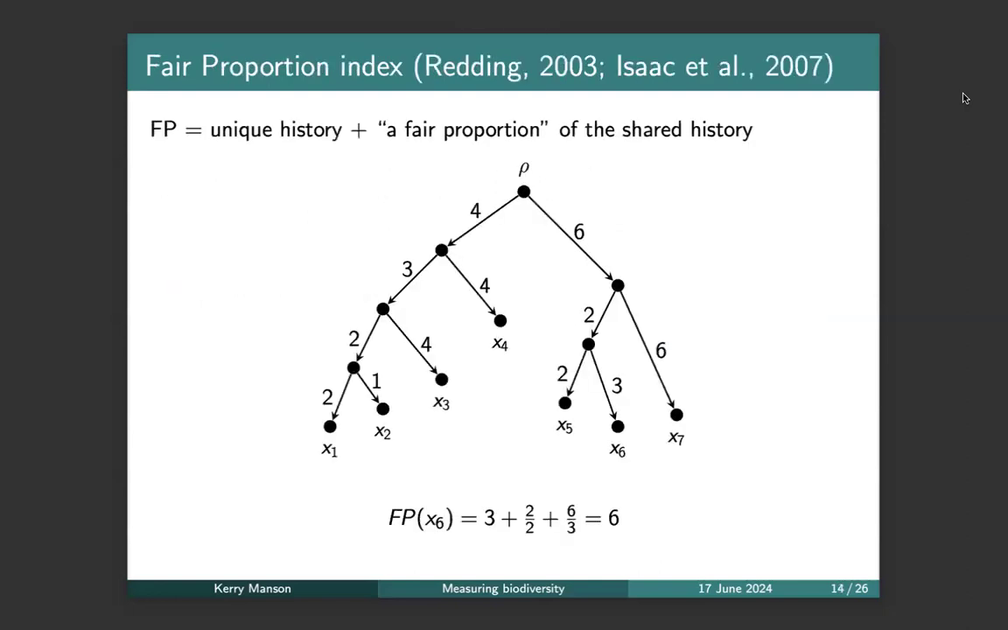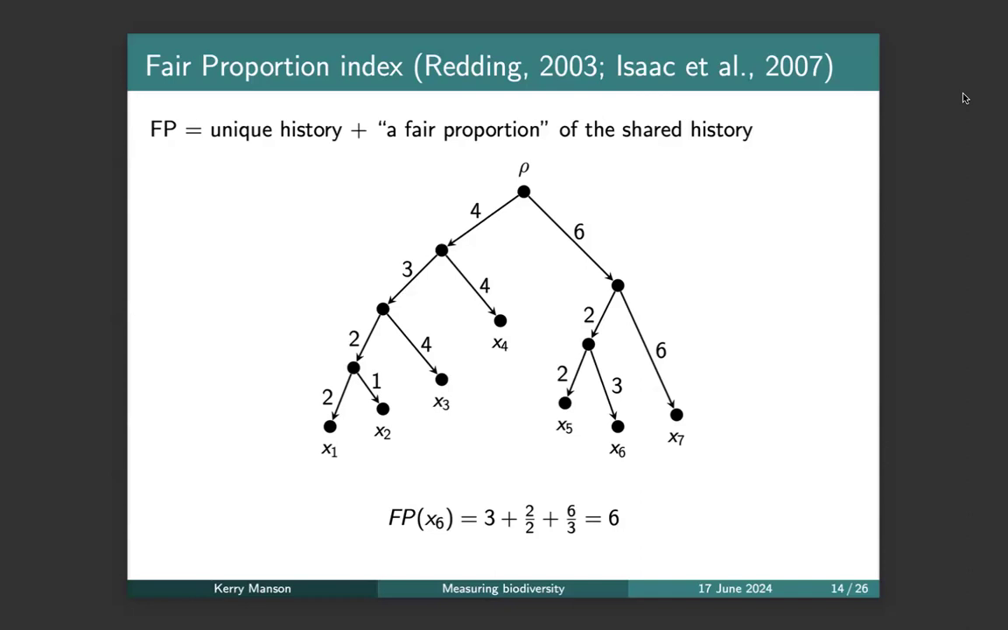So the first method is called the Fair Proportion Index, or FP. This involves giving a number to each species based on its unique history and some fair proportion of the shared history it has going back to the root of our tree that we have here. And so if we focus in on X6, we'll see that this branch here represents the unique history belonging to X6. And so this value of 3 goes into our calculation.